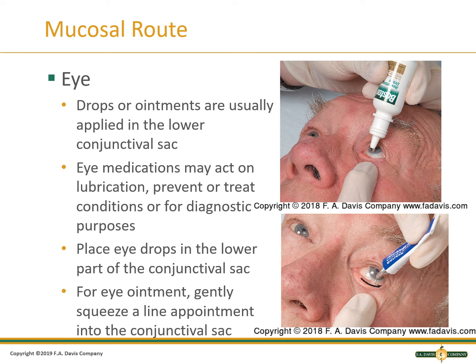Gently brace your hand against the patient's forehead or cheek to prevent injury to the eye if the patient moves his or her head. Administer the drop of eye medication into the conjunctival sac. To apply eye ointment, gently squeeze a line into the conjunctival sac. Instruct the patient to close his or her eyelids and move the eye around while keeping the eyelids closed. Avoid applying pressure to the eyeball at all times.